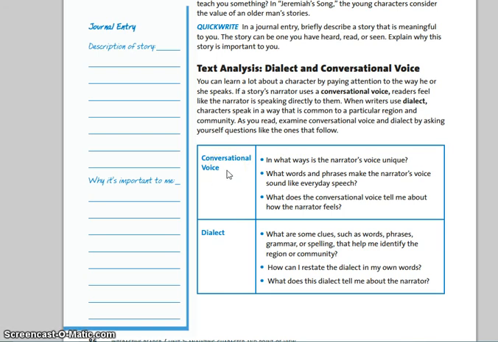For conversational voice, in what ways is the narrator's voice unique? What words and phrases make the narrator's voice sound like everyday speech? What does the conversational voice tell me about how the narrator feels? And for dialect, you can ask yourself these questions. What are some clues, such as words, phrases, grammar, or spelling, that help me identify the region or community? How can I restate the dialect in my own words? What does this dialect tell me about the narrator?